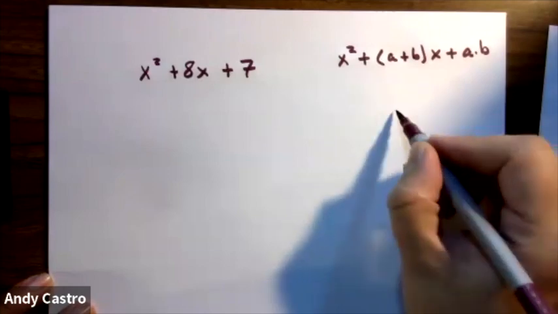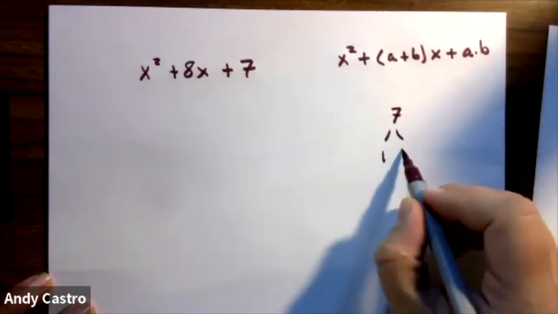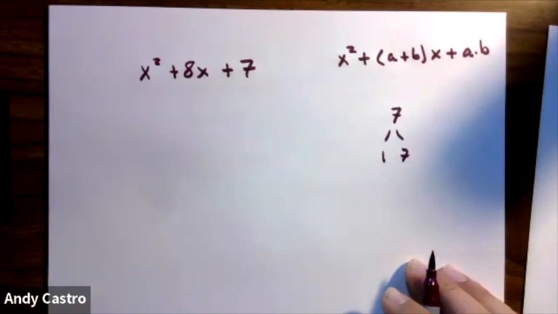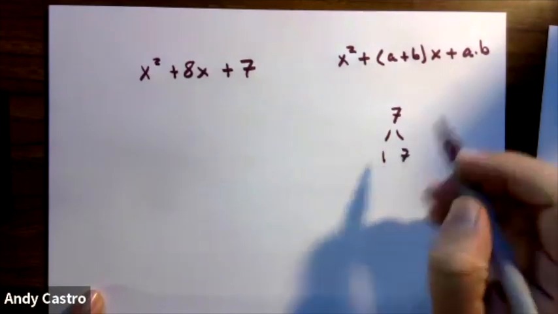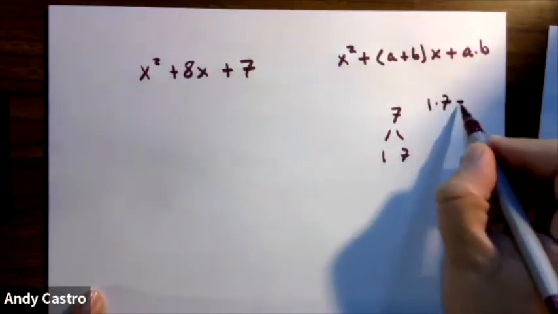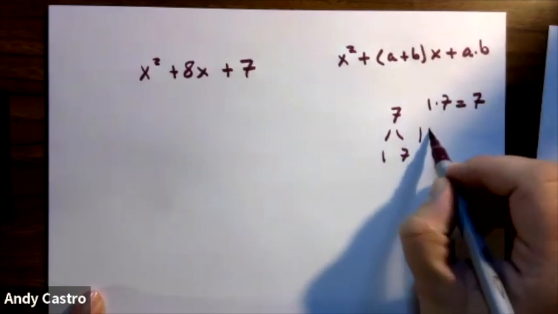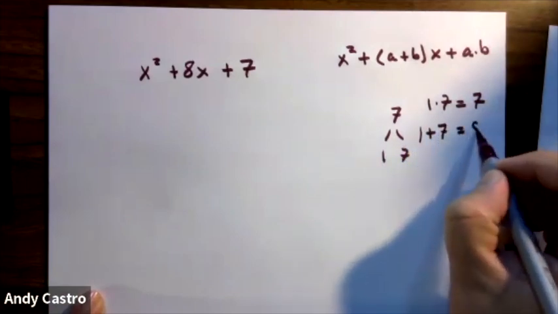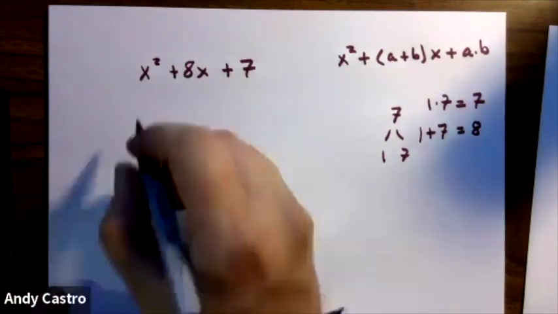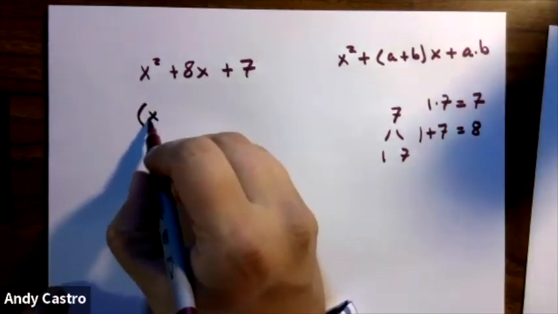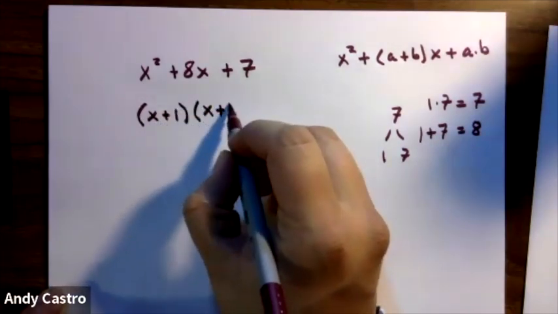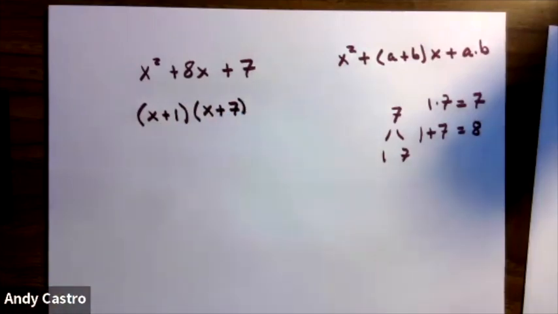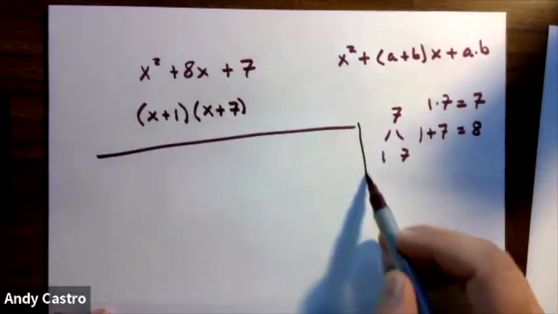Well, if we look at 7, there's only two things that multiply to give you 7. That's 1 and 7. Now, it also so happens that if I add those two, I get 8. So it looks like I found it. 1 times 7 is equal to 7, and 1 plus 7 is equal to 8. So that means this is going to be x plus 1 and x plus 7. All right, go ahead and do another one on this sheet.